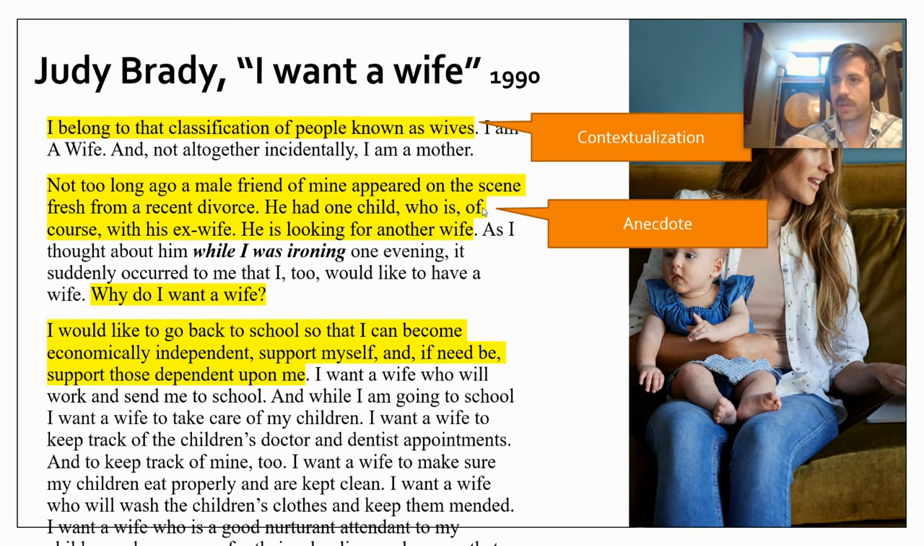Now she's introduced a divorced friend. She has some tongue-in-cheek sarcasm here. He had one child who is, of course, with the ex-wife, setting up this idea of kind of gender norms and stereotypes. Of course the kid is with the ex-wife. Why in the world would a child be with the husband or the father, right? We can see where she's going without her directly telling us. It's a much more intriguing way to build this introduction by adding this anecdote.